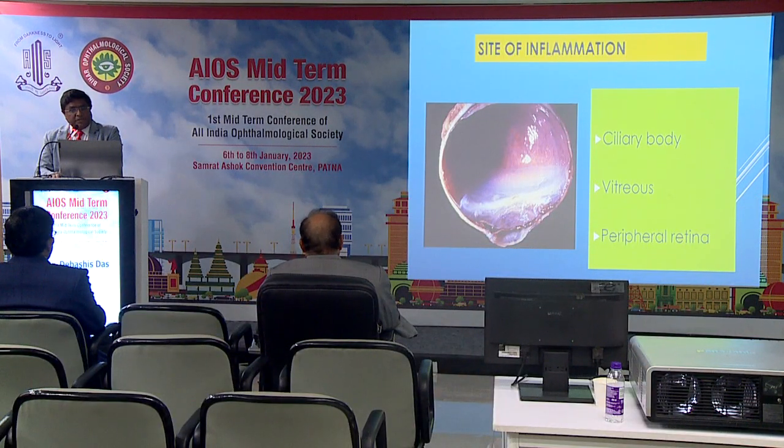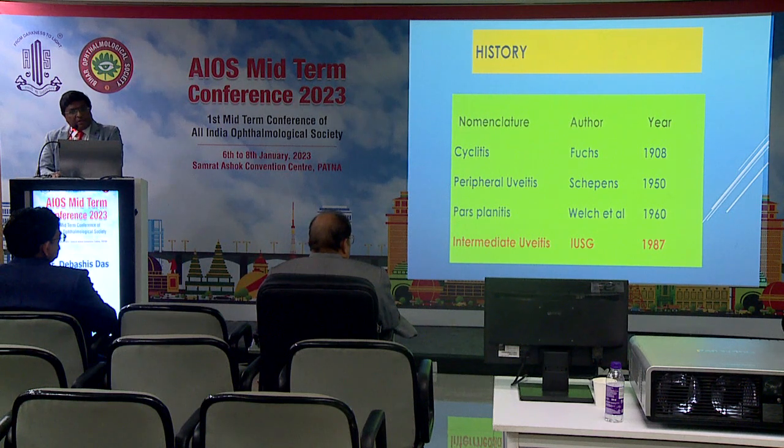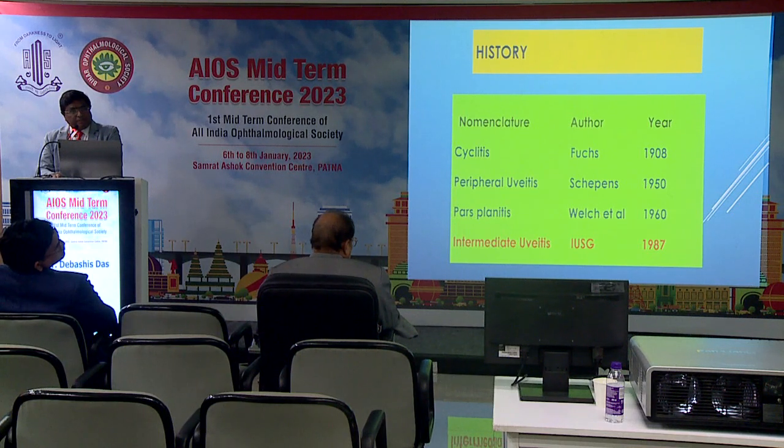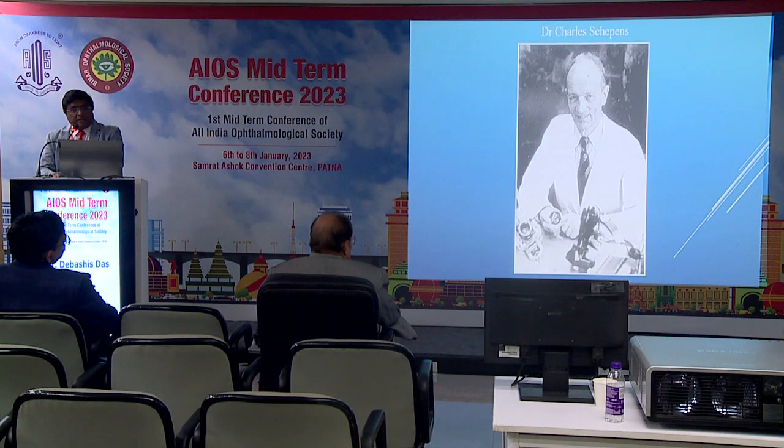Usually the site of inflammation is the ciliary body, as well as the vitreous and the peripheral retina. If we go back into the history, it has been named differently over the years by different authors. Cyclitis by Fuchs, Schepens called it peripheral uveitis, Welch called it pars planitis. Ultimately, the IUSG group termed it intermediate uveitis. However, the first detailed documentation of pars planitis was done by Charles Schepens way back.